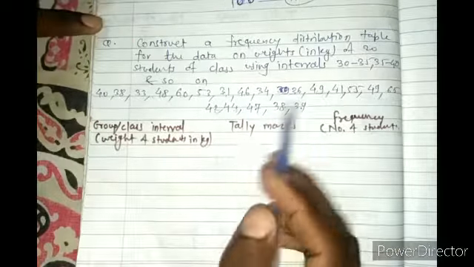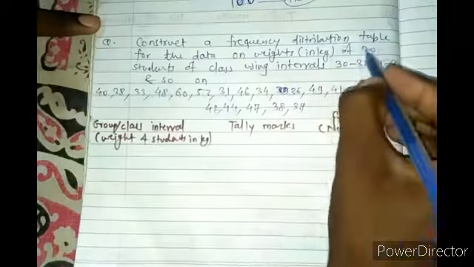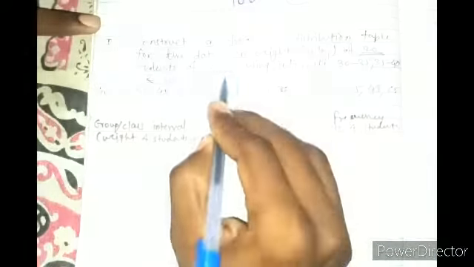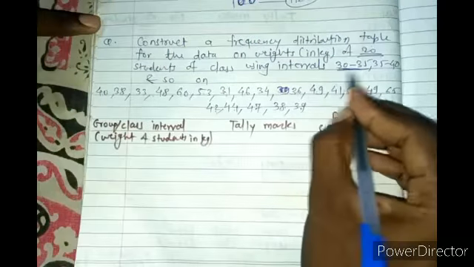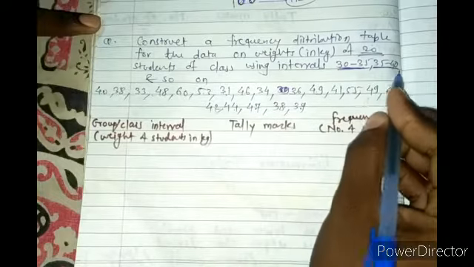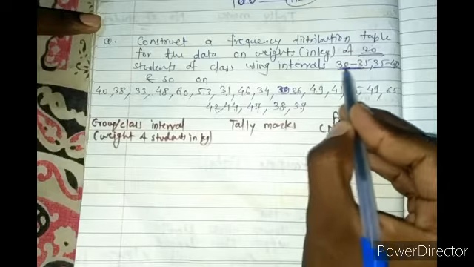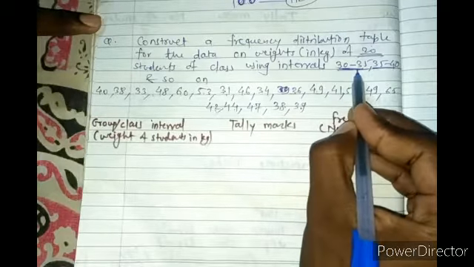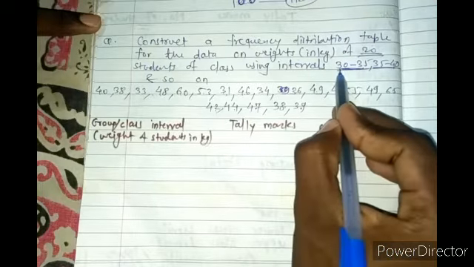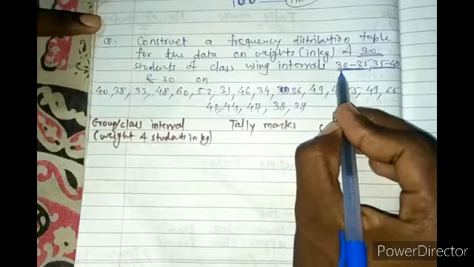So here we have to make the frequency distribution table for the data on the weights in kg of 20 students. How many? 20 students, using class intervals. Already the intervals are given in the exercise, 30 to 35, 35 to 40. So what is the class width, right? 35 minus 30, the class width is 5, right? Which is the upper class limit and which is the lower class limit? 35 is the upper and 30 is the lower.